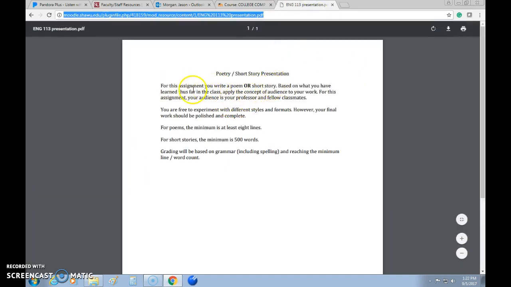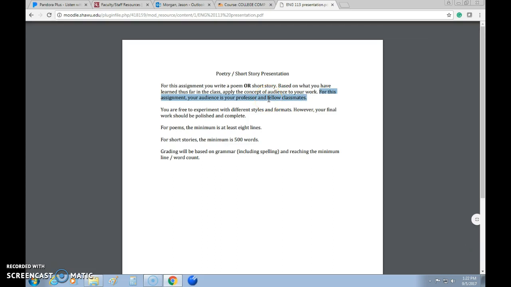So if you click on this, here is the assignment. For this assignment, you will write a poem or a short story, one or the other. Based on what you have learned thus far in the class, apply the concept of audience for your work. This is very important. Audience. For this assignment, your audience is your professor and your fellow classmates. So you want to write this short story or this poem, considering your audience.